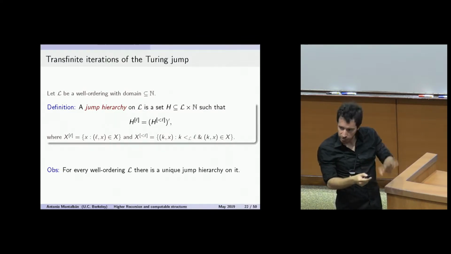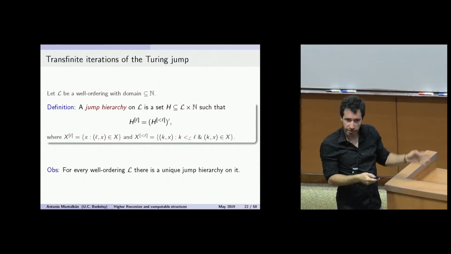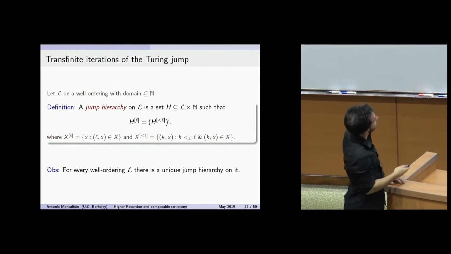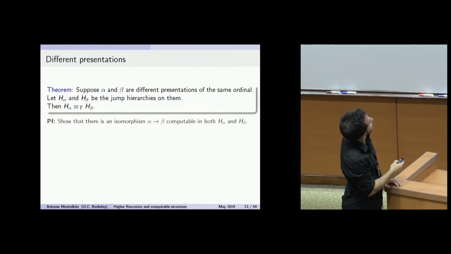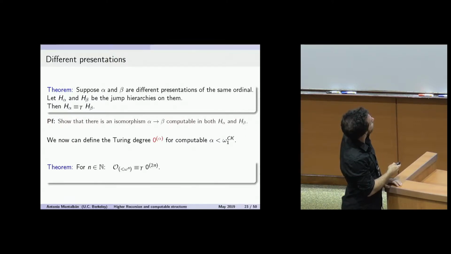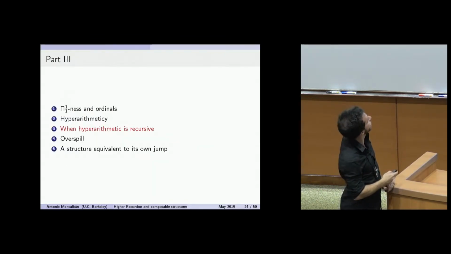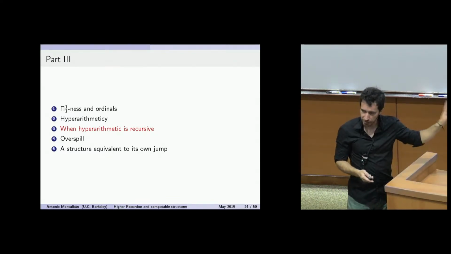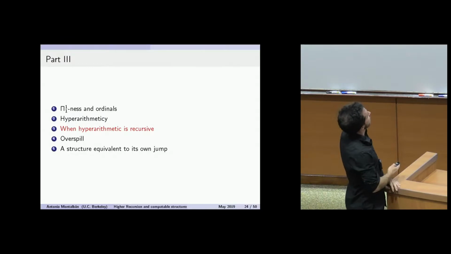So once you have H, to decide if H is a jump hierarchy is very simple. It's just Pi2. But it iterates the jump along L. And we said that the Turing degree of the jump hierarchy along an ordinal doesn't depend on the computable presentation of that ordinal. Okay, so that was a very quick summary of sigma 1, pi 1, and delta 1.